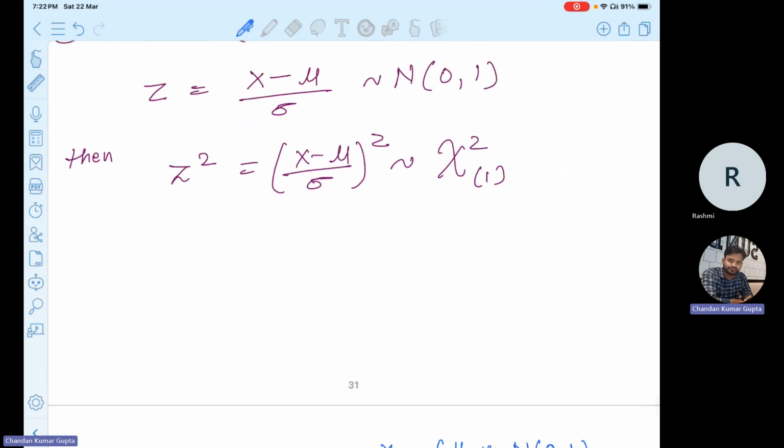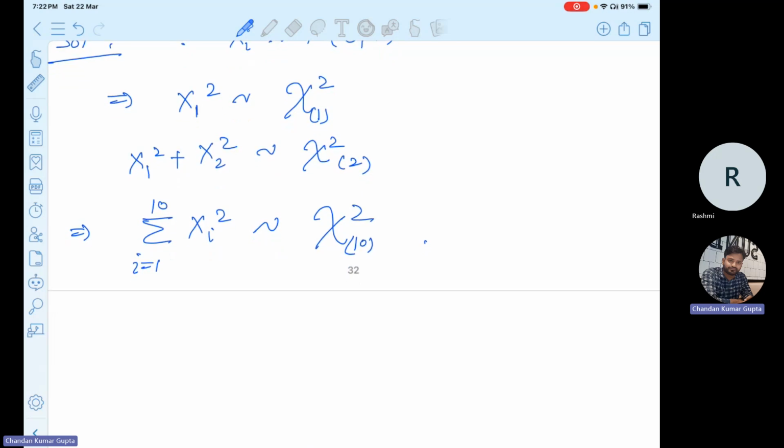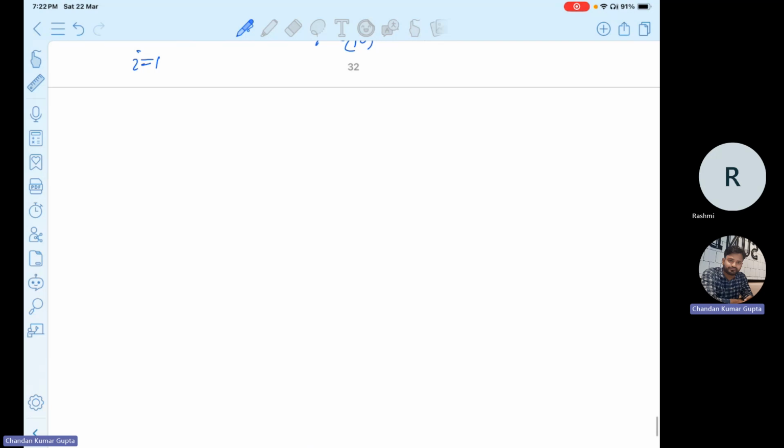The square of the standard normal variate is a chi square variate. And we have 10 standard normal variates, so it is a chi square variate with 10 degrees of freedom. We can write the PDF of the chi square variate with 10 degrees of freedom from the general formula we have discussed in the above slide. Okay, so now the next question.